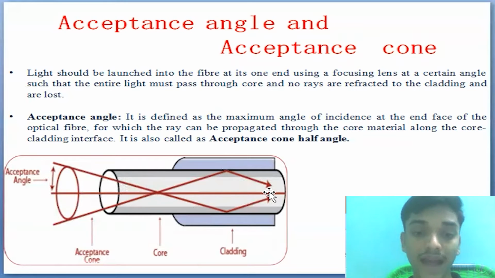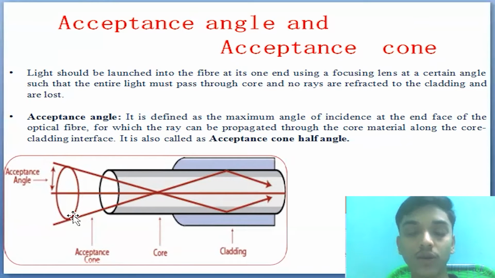So that angle at which the beam of light is propagated in such a way that it gets total internal reflection in the core, and no rays are refracted into the cladding or lost, is known as the acceptance angle. It is defined as the maximum angle of incidence at the end face of the optical fiber for which the ray can be propagated through the core material along the core-cladding interface. It is also called the acceptance cone half angle.